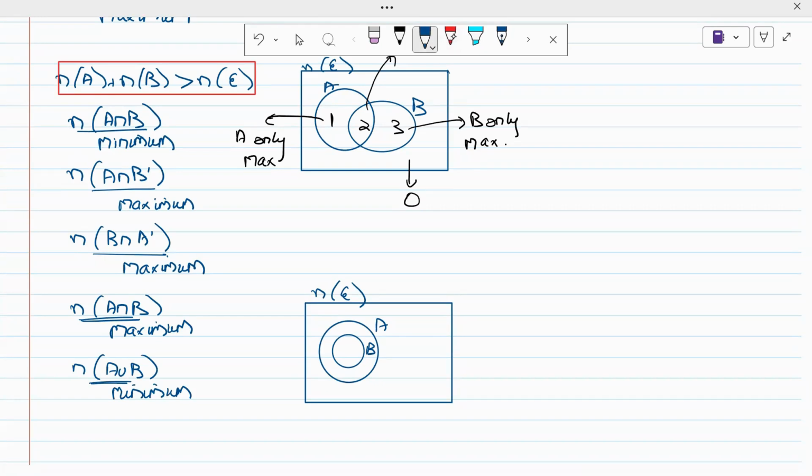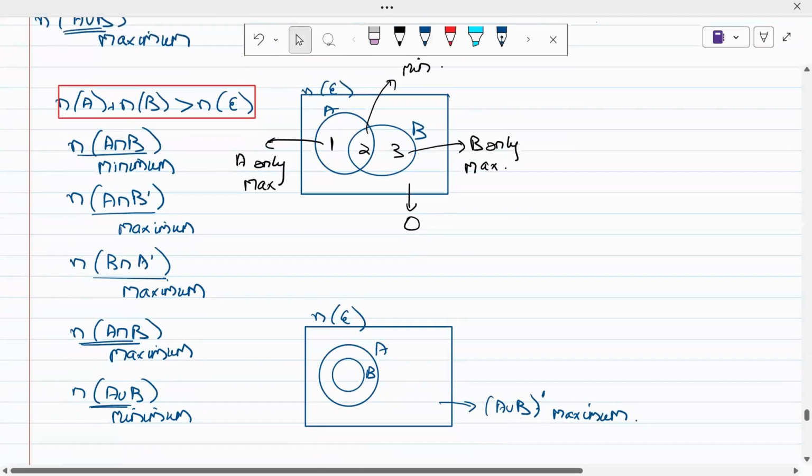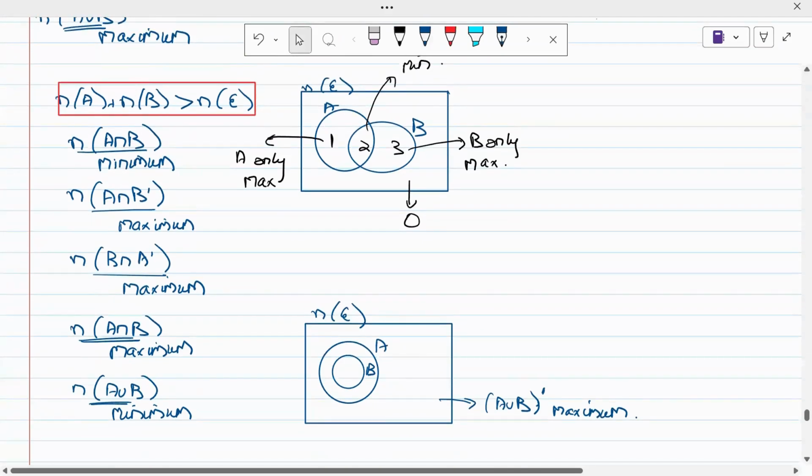So intersection is maximum, union is minimum, and this outside region, since the majority of the elements are there inside the set A, this outside region would also be at the maximum level. So you can say this as (A union B) whole complement. This would be maximum. Okay, so these are the three different situations having the minimum and the maximum values.